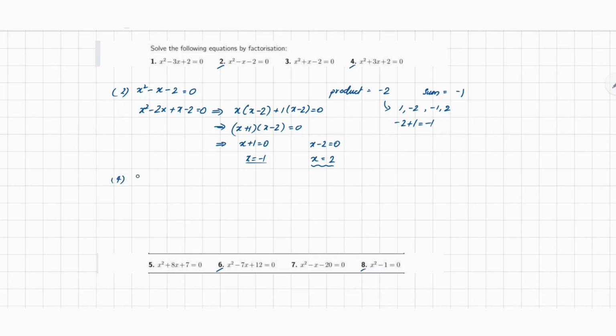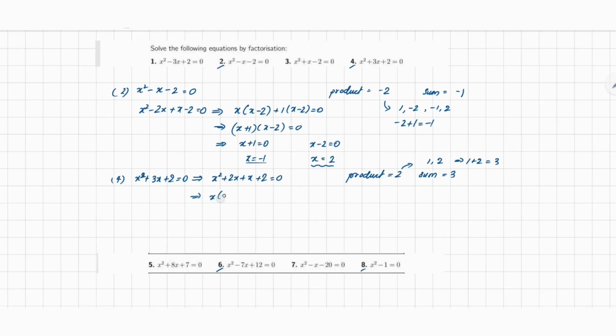Next, let's do question 4. We have x squared plus 3x plus 2 equals 0. Over here, the product is 2 and the sum is 3. The factors of 2 are 1 and 2, and by adding these two, we get 3. So we can split the middle term as so. We have x squared plus 2x plus x plus 2 equals 0.